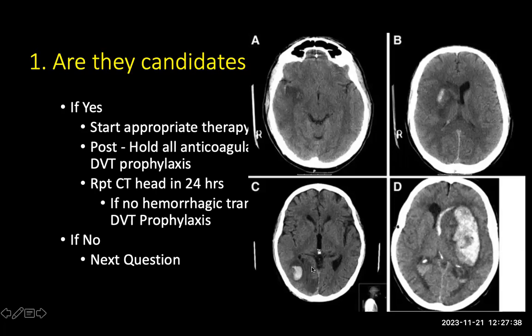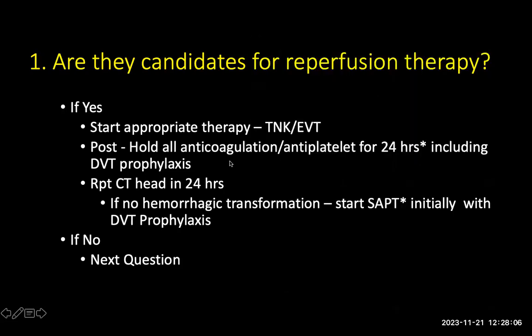However, the moment you see PH1, which is parenchymal hematoma 1, or PH2, which is parenchymal hematoma with mass effect, you'll probably have to hold antiplatelets or anticoagulants for at least 48 hours, if not longer, maybe even up to 7 to 14 days, depending on the size of the PH1 or PH2.